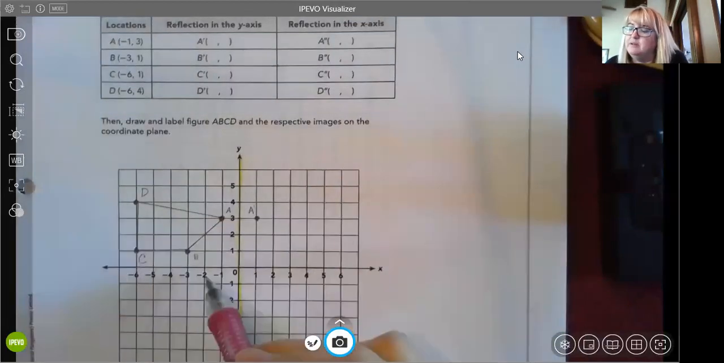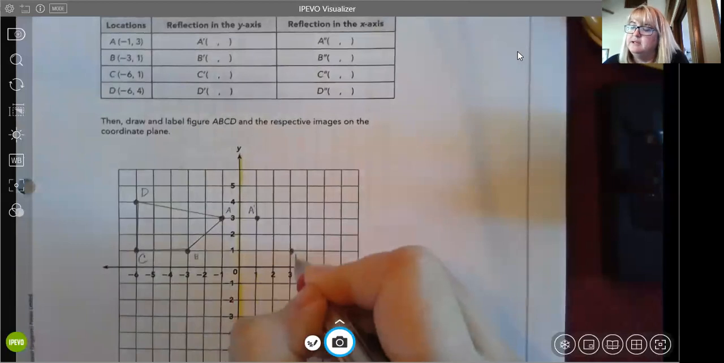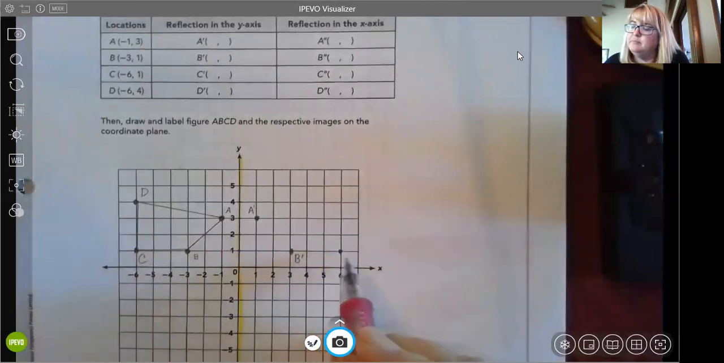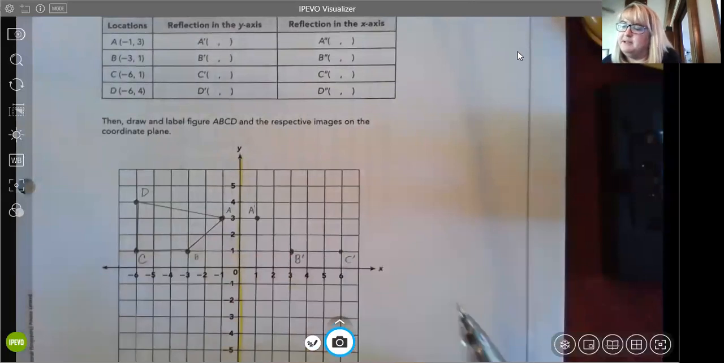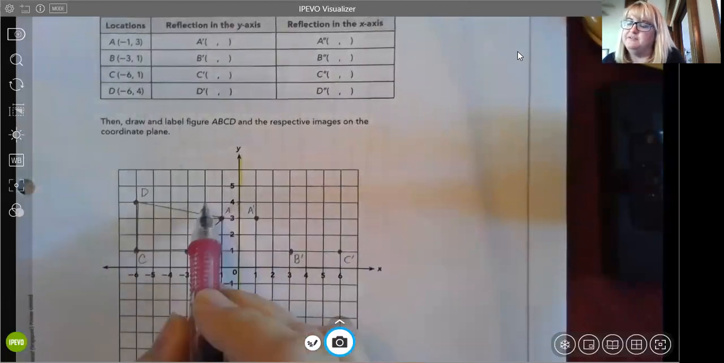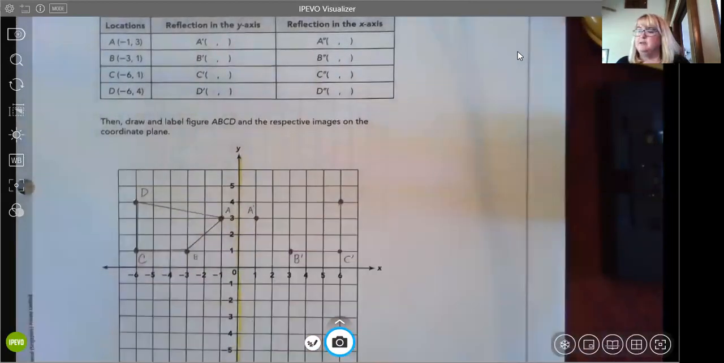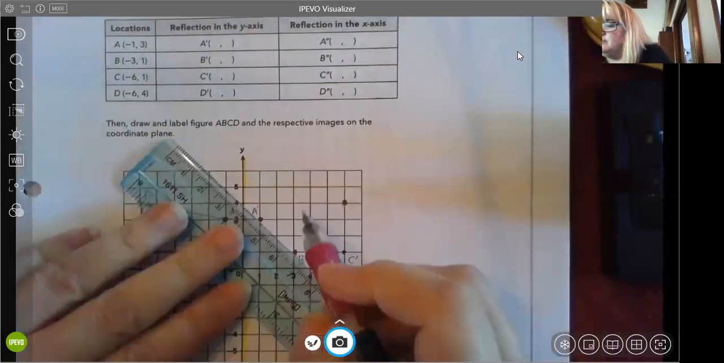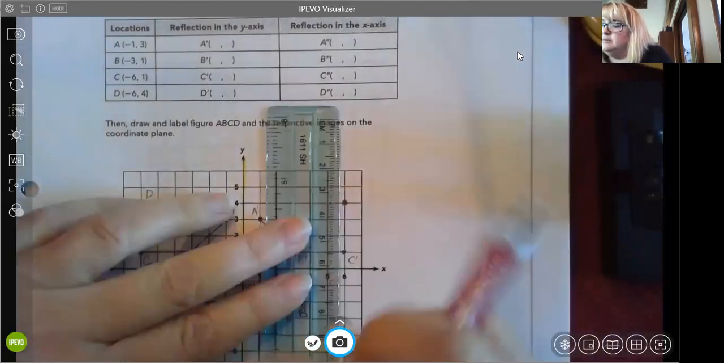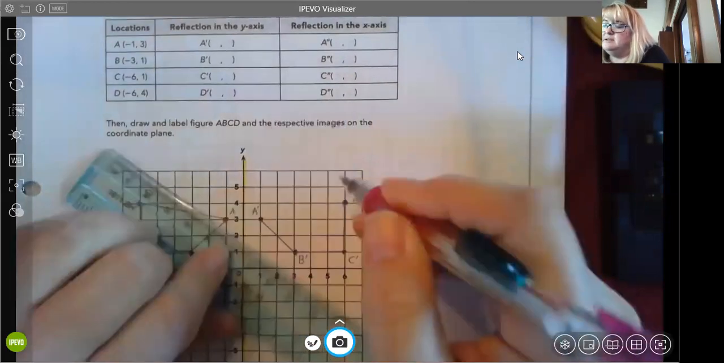B prime is 3 units away. C prime is then going to be 3 units further away, right there. And then D prime is up here. Let me start here. 1, 2, 3, 4, 5, 6. All right. So then we connect them. A to B, B to C, C to D. Got to label that D prime. C prime, D prime, and then D to A.